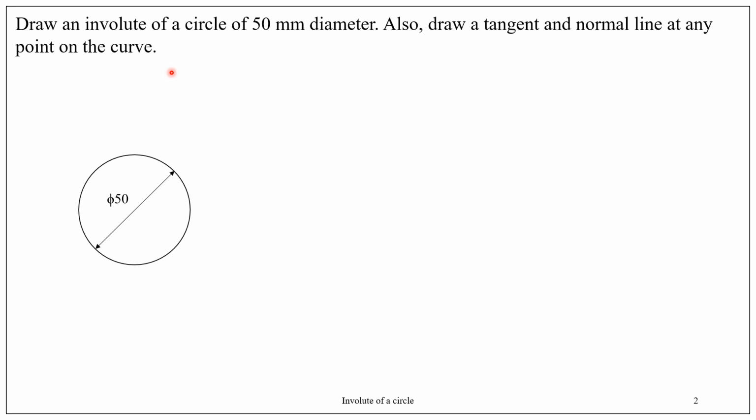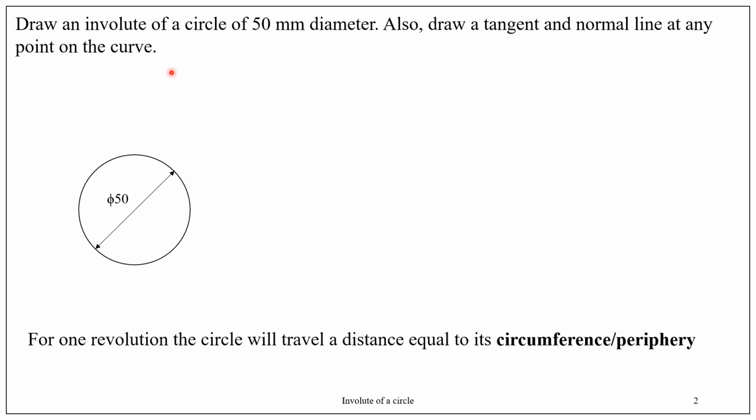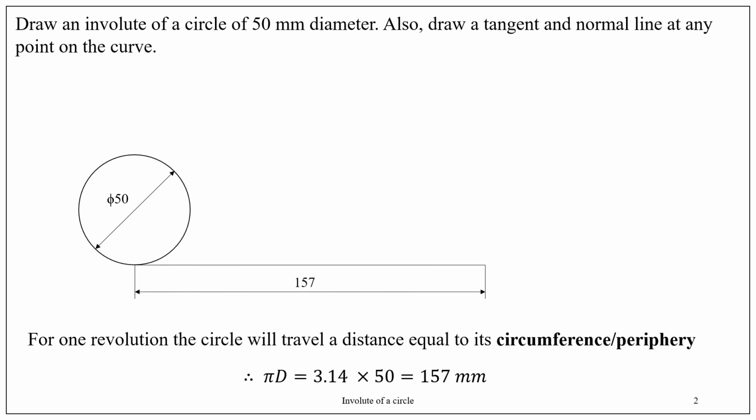For one revolution, the circle will travel a distance of its circumference or periphery. Therefore, circumference is equal to 157 millimeter. 50 is the diameter of the circle. From the bottommost point of the circle, draw a tangential line to a length of 157 millimeter.